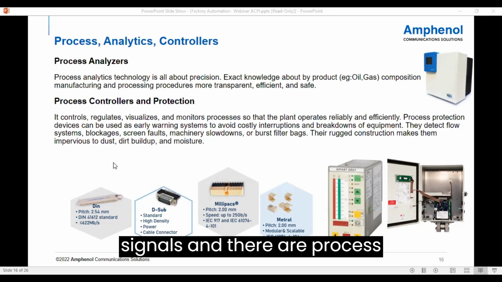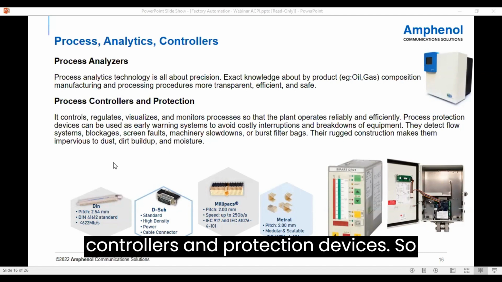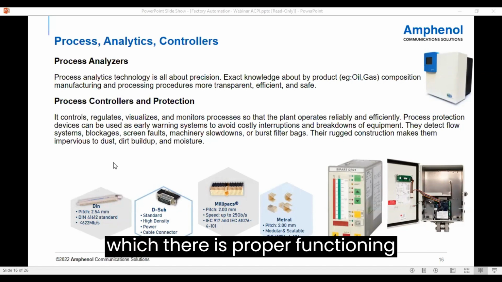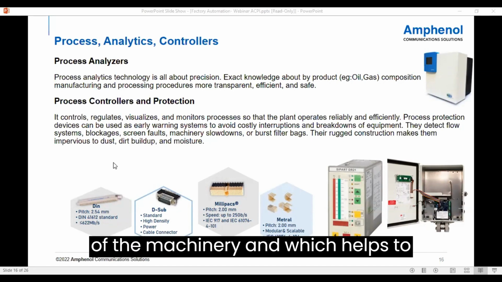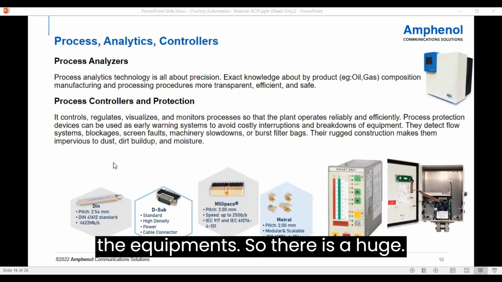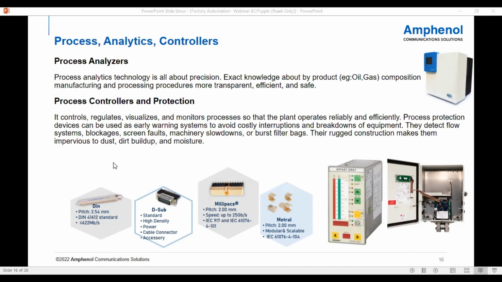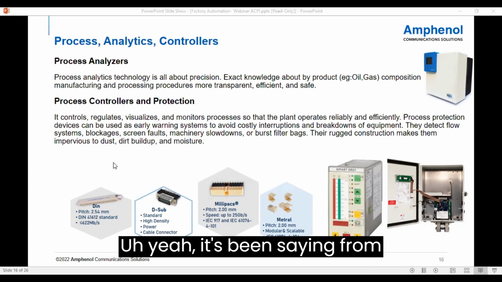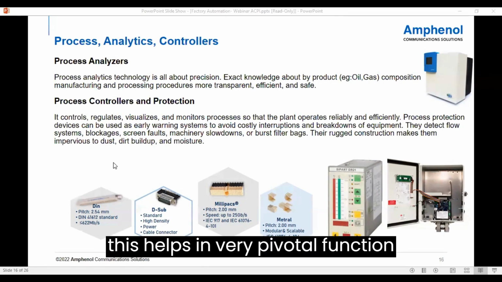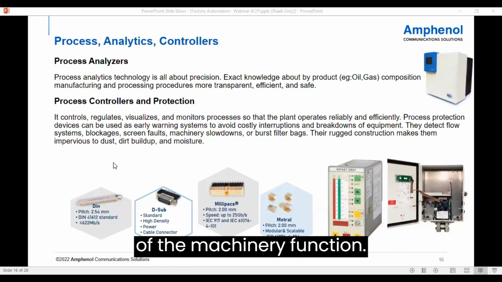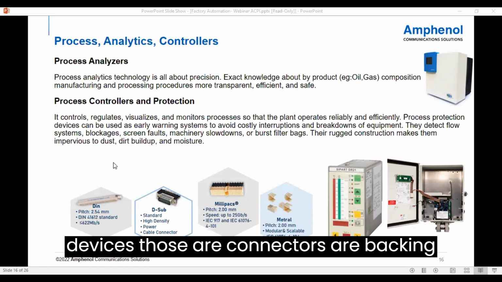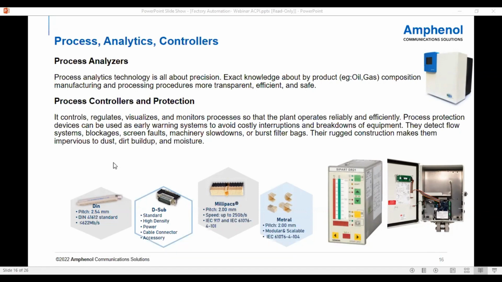And there are process controllers and protection devices. These are the controllers and protection devices with which there is proper functioning of the machinery, and which help avoid interruptions and breakdowns of the equipment. There is a huge cash loss seen from machinery not working. So this serves a very pivotal function in machinery operation. In these protection and controller devices, backplane and input-output connectors are also used.